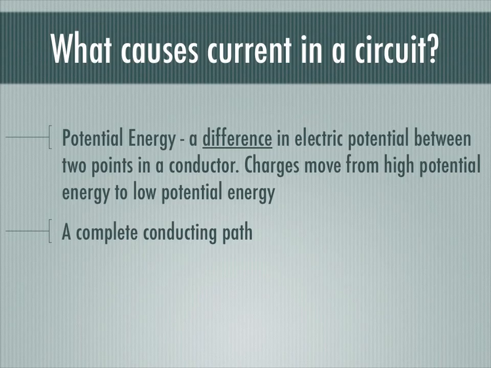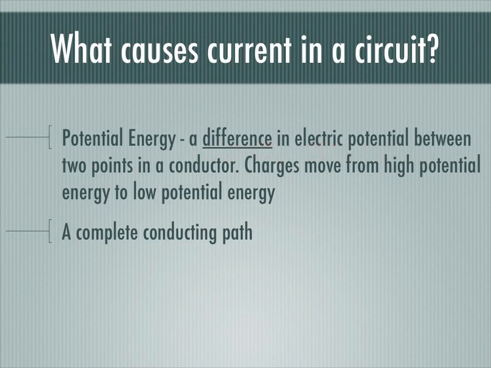Now this might be easier to understand if I just think roller coasters. So if I take the word current out and I ask the question, what makes roller coaster cars move on a roller coaster? Then we would say, first of all, you have to have a difference in gravitational potential energy between 2 points on the roller coaster. Masses, or roller coaster cars, move from high potential energy, top of the roller coaster, to low potential energy, bottom of the roller coaster.